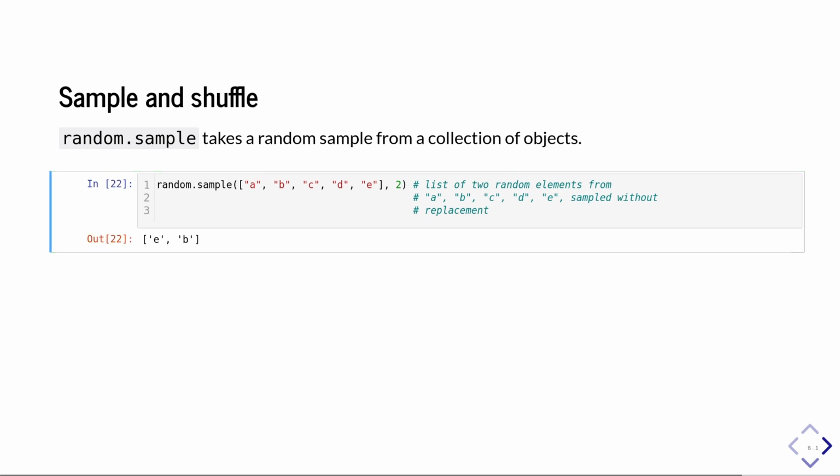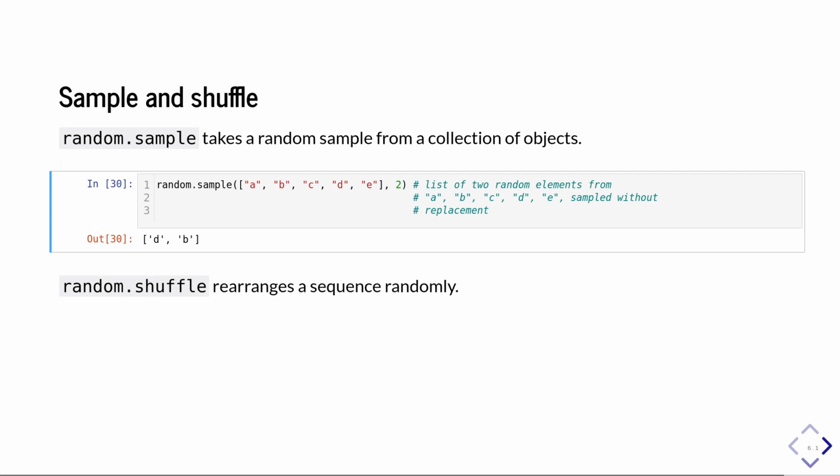So here we picked 2 things at random. We got an E and a B. If I run it again, I'll get 2 different things, an A and a B this time. Run it again, a B and a D, an A and a B, an E and a D, an E and a B. Right, so you can see what's going on there. And most importantly, this is sampling without replacement. You can't get the same thing twice.